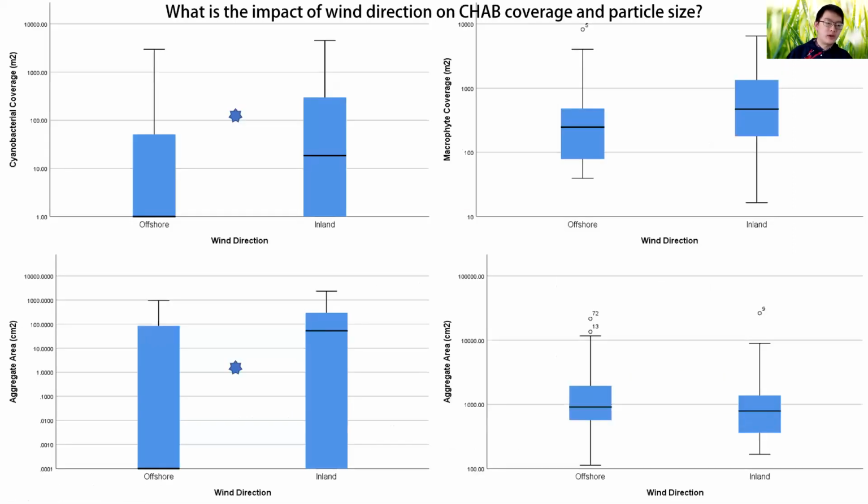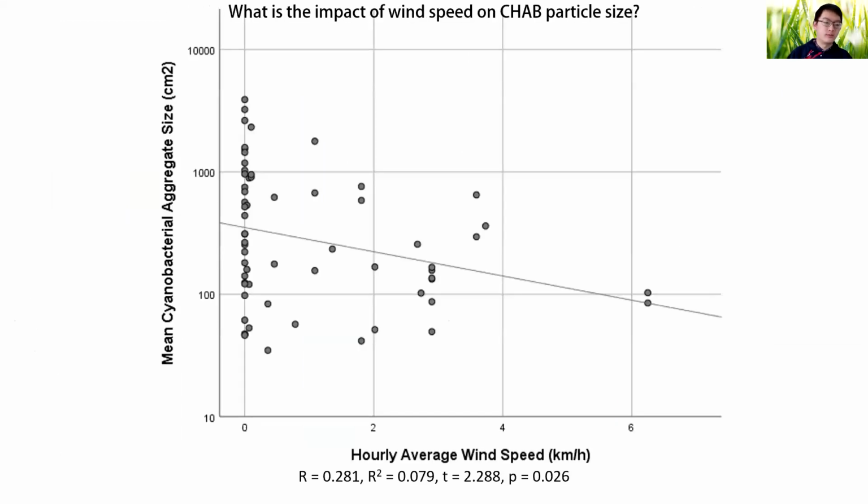We also examined the impact of wind direction. So for that, we just did simple t-tests. So the 2 graphs on the left are cyanobacteria, and the 2 graphs on the right are macrophytes. No significant effect was found for macrophytes, while wind from inland direction, so if it came from the direction of the tree cover, had a significant impact. And CHAB coverage and particle size were higher when wind was inland. There was also a significant correlation between wind speed and particle size. And as wind speed increased, particle size decreased.